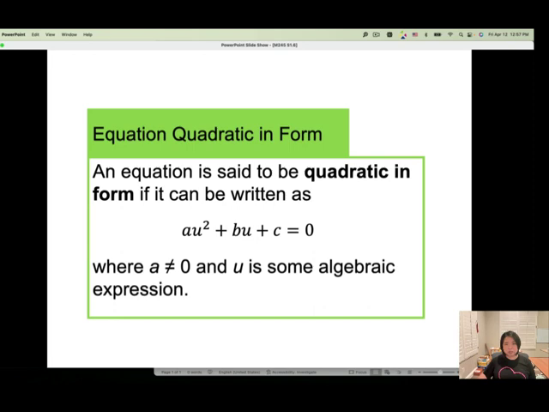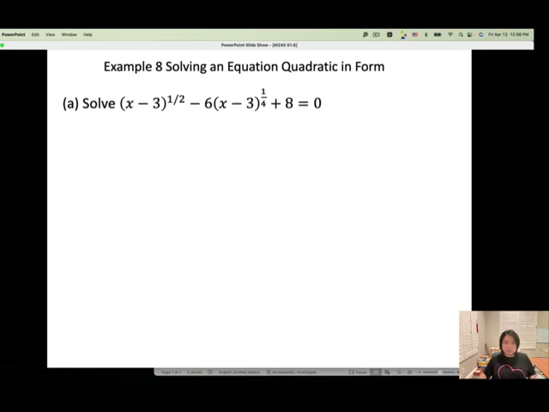Equation quadratic in form. An equation is stated to be quadratic in form if it can be written as a u squared plus bu plus c, where a cannot be equal to 0 and u is some algebraic expression. Just like this example, this is going to be my u, an algebraic expression. And then we have x minus 3 to the power of 1/2 minus 6 times x minus 3 to the power of 1/4 plus x equals 0. So we're going to rewrite this one.